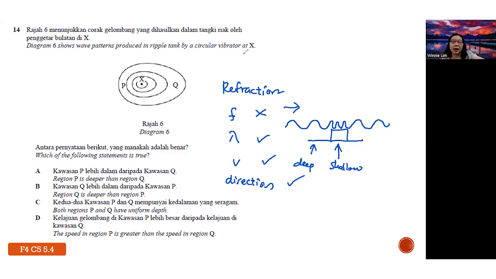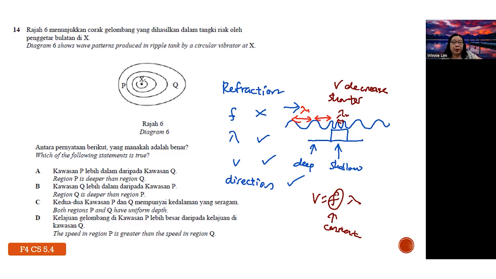So still remember what is wavelength? Wavelength is the distance between 2 consecutive points which are in phase. If you were to observe the wavelength lambda 1 compared to the wavelength when they are in the shallow region, lambda 2, they're actually getting shorter. Shorter means the speed also decreases, as v equals f lambda and frequency is constant. That's why you have the relationship: in the shallow region, they decrease in wavelength.